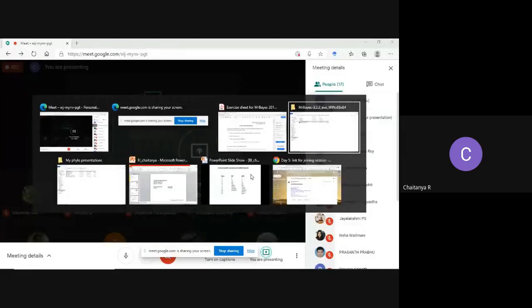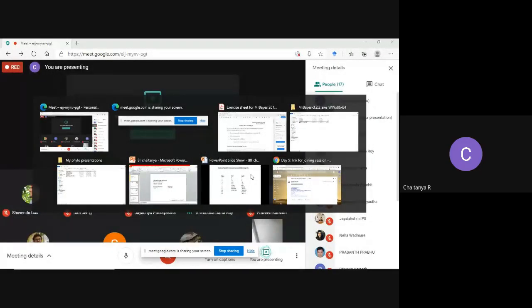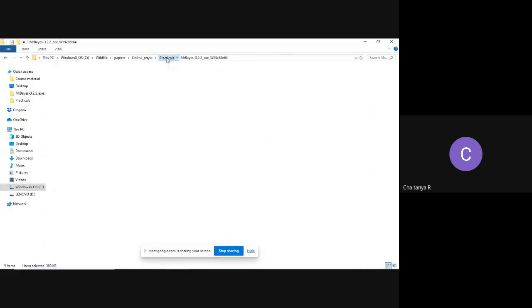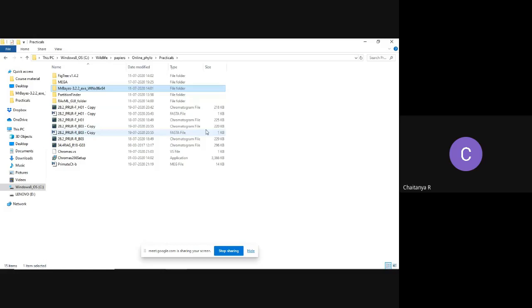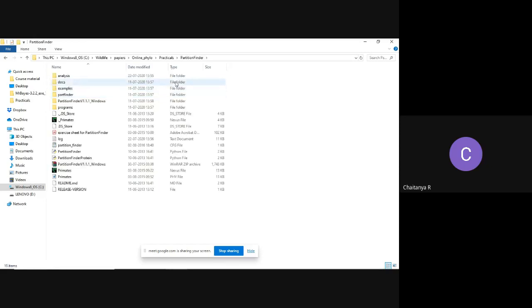So let me quickly show you how to do that. I'm going to share my screen right now. Okay, I hope you all can see my screen. Okay, so I'm just going to quickly show how to execute PartitionFinder.